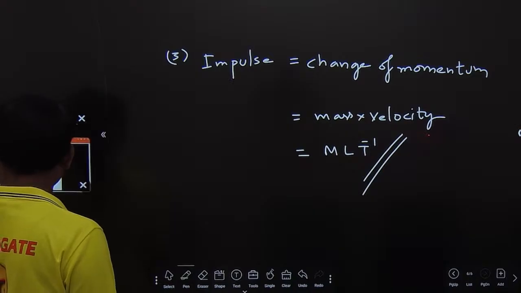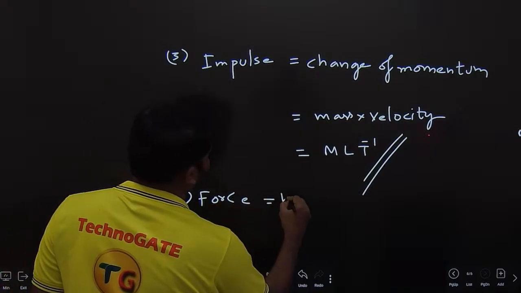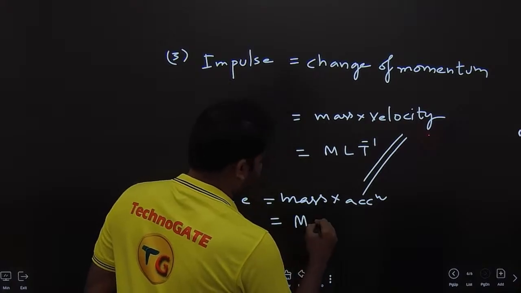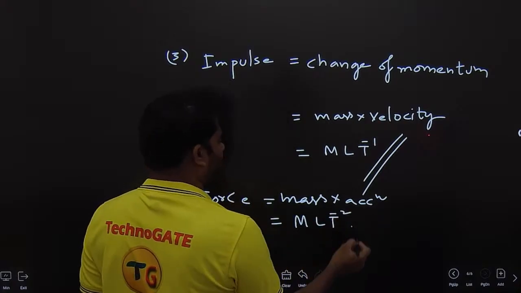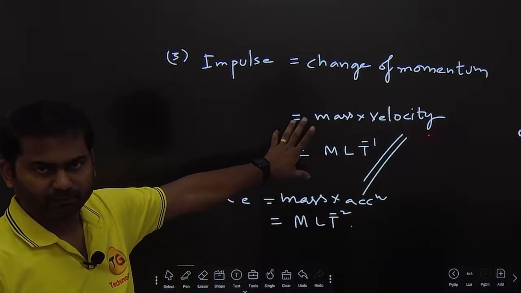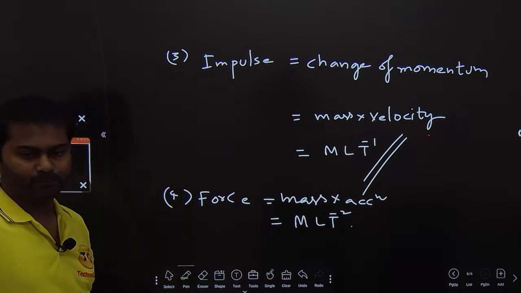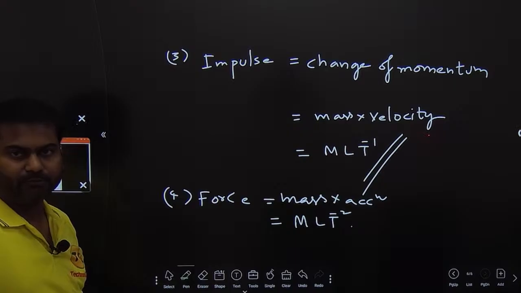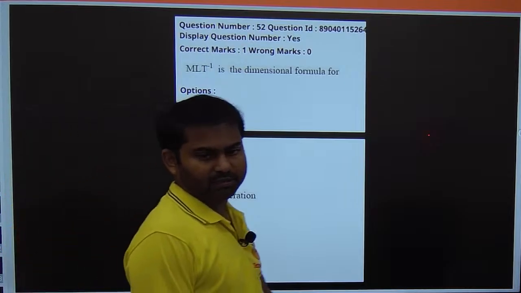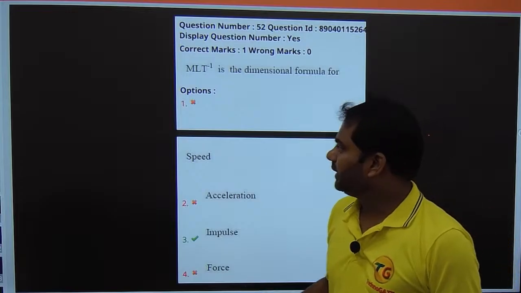If you take the fourth one, it is given as force. If you calculate also, you will get a different one. Force is mass into acceleration. So mass is M, acceleration is LT power minus 2. This is the value. So we are getting impulse as MLT power minus 1, which is matching here. That's why the answer for this question is option number 3. You guys can pause the video and you can copy. I believe it is fine for you guys. So we are done with this question, and answer option number 3 is the right answer here. Okay, option number 3 is the right answer here.